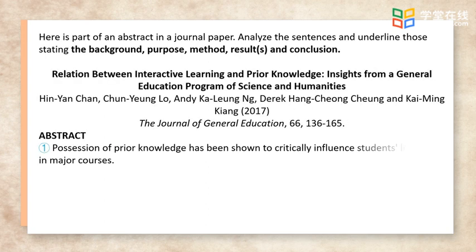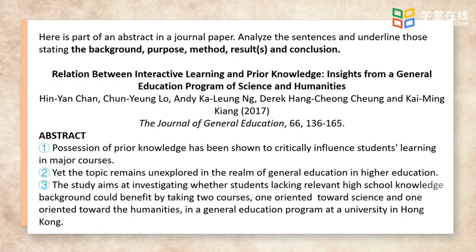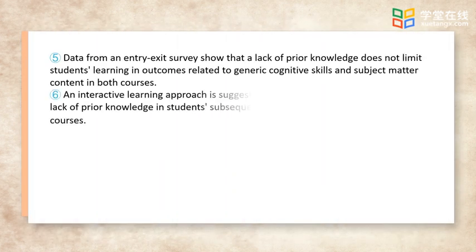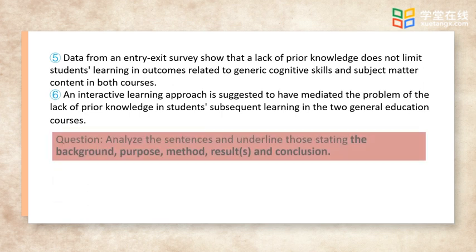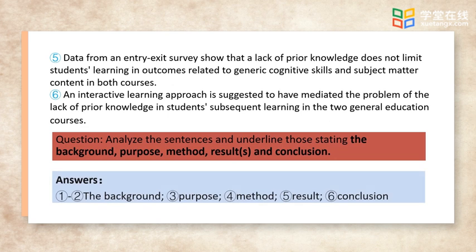The abstract is put at the very beginning of the academic text. There are 6 sentences altogether, as shown on the page 5 and 6. Discuss it with a partner and try to analyze the sentences and underline those stating the background, purpose, method, results, and conclusion. Have you completed the pair work? Now let's do the exercise altogether, based on what we have learned in the previous chapters.